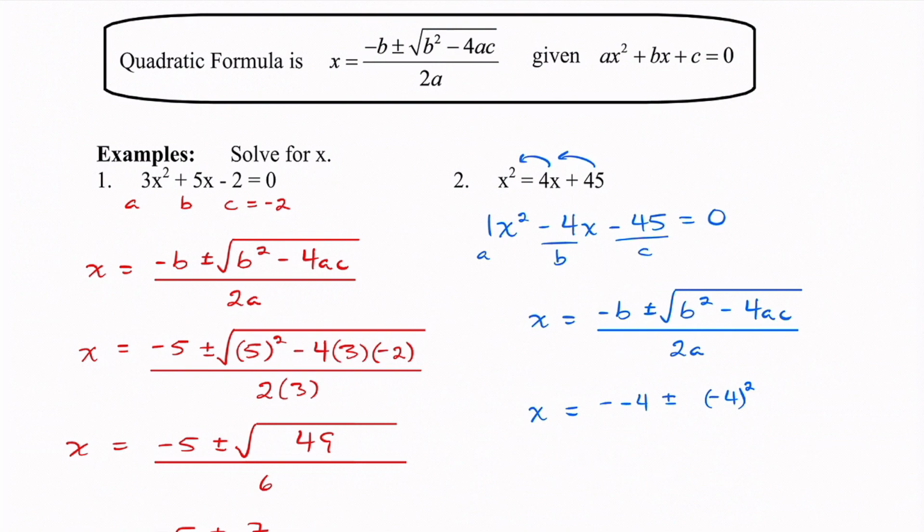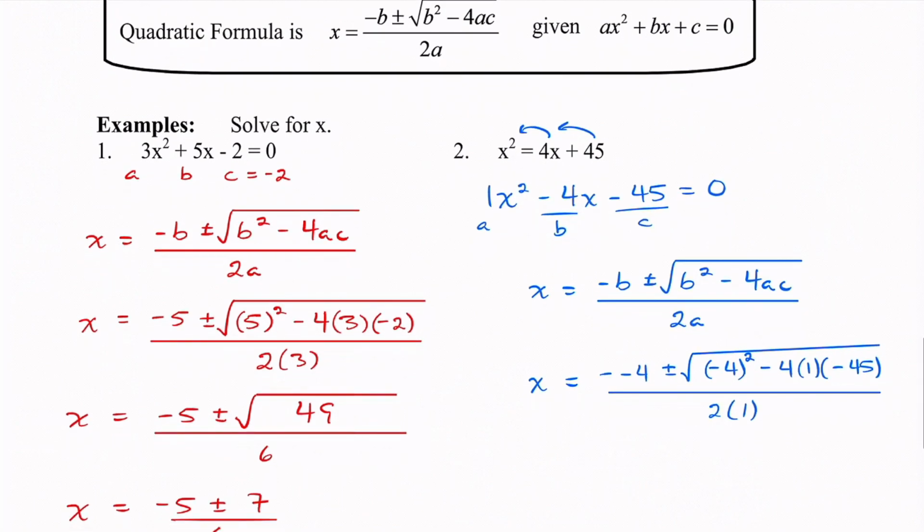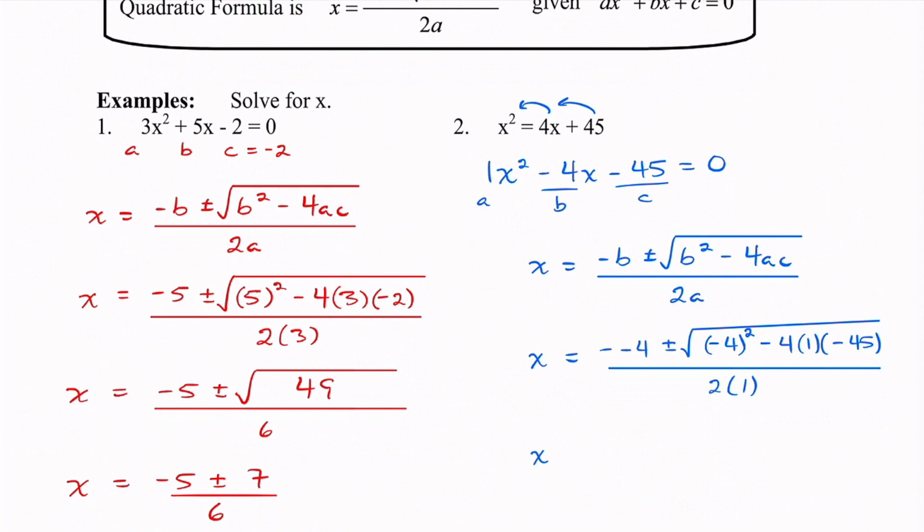Make sure you guys put brackets around that. And then -4 times a is a 1, times by c, where c is -45. And then that's all in a square root. And then that is all being divided by 2 times a, and a was a 1. So just cleaning this up, these two negatives, that's going to give me a positive. So I got positive 4 plus or minus. And then I'm going to simplify inside of this radical here.